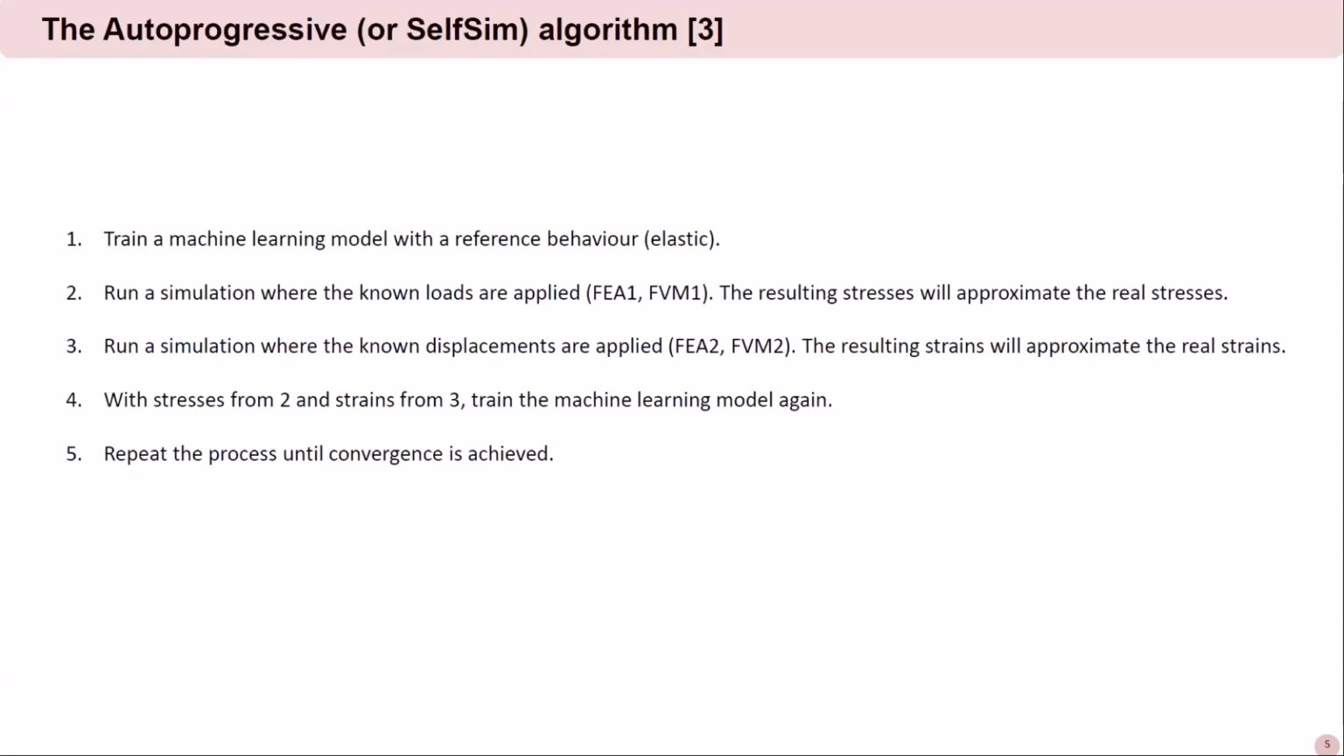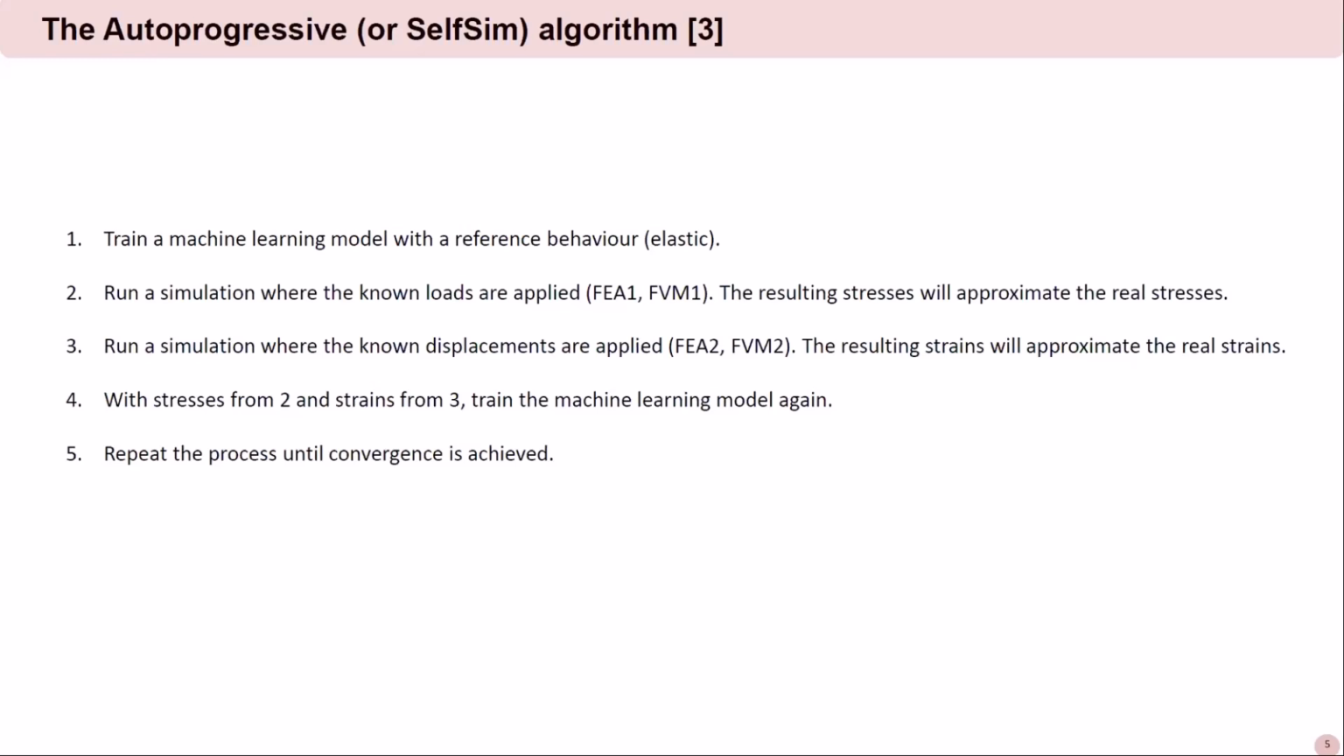So basically, there are 5 steps. The first step is we select a machine learning model that we think might be suitable for the application we are going to deal with. Then that machine learning model is trained with a reference behavior. In this case, we are using linear elastic. And then with that machine learning model, we're going to run 2 different simulations. In the first simulation, we're going to apply the known loads.